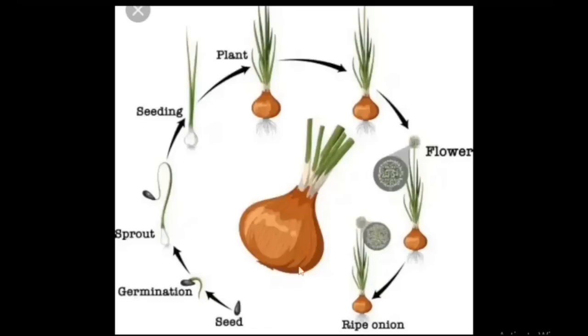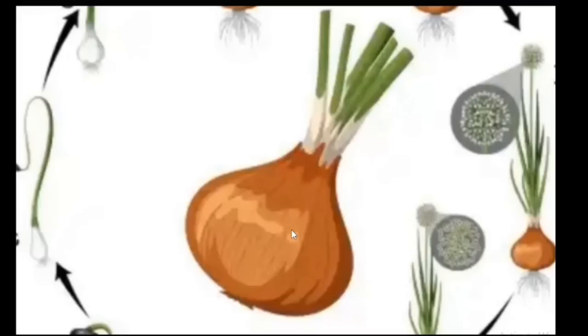You can see the stages of growth of this particular crop here. From the seed it moves to germination. The seeds germinate, and then it sprouts, becomes a seedling, and then a plant, and then the plant grows to become one with flowers. You can see the flower at the tip here, and then it continues to grow like that until you have a mature or a ripe onion.